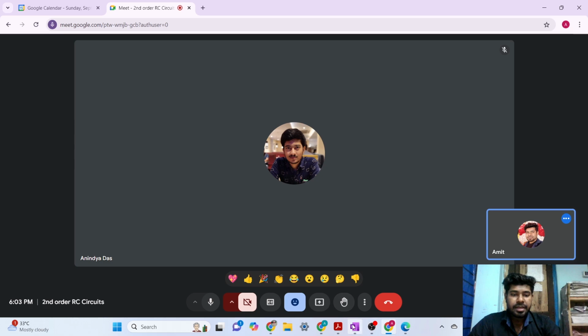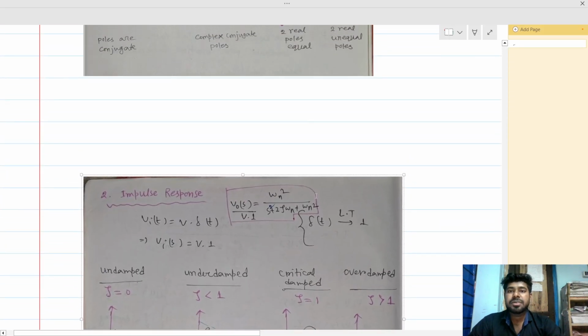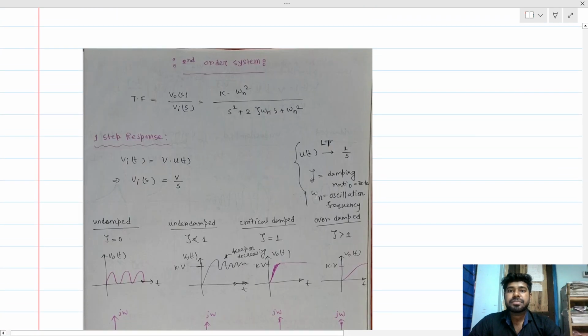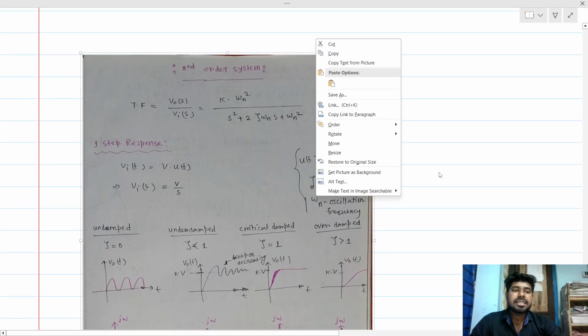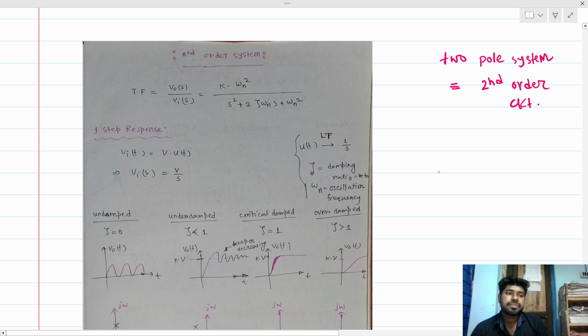First thing is, what is a second order circuit? Second order circuit means there are two poles, right? Two pole system. This is also called a second order circuit.